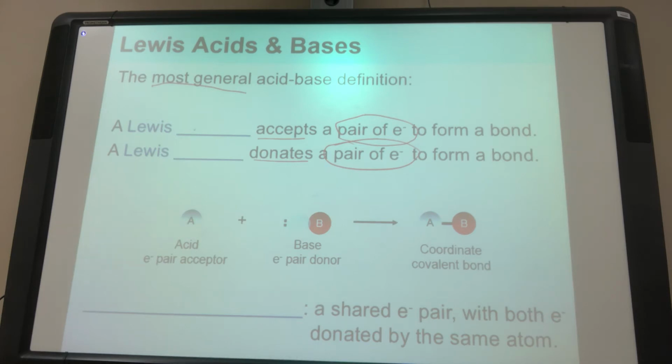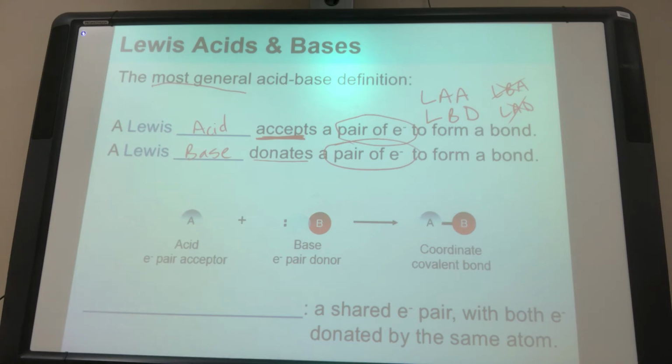So a Lewis acid accepts, a Lewis base donates. Just like law, if you want, law and not lad. So don't flip these, because then it would make LAD. This is wrong. It's not lad, it's law. So that's how you can think about it.